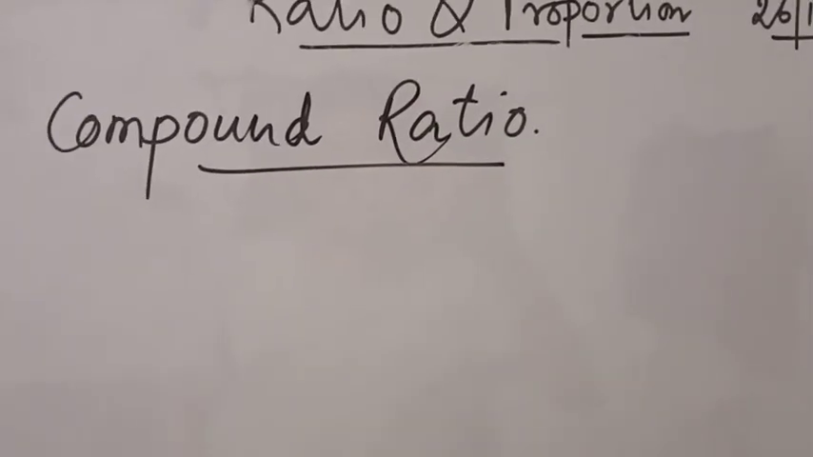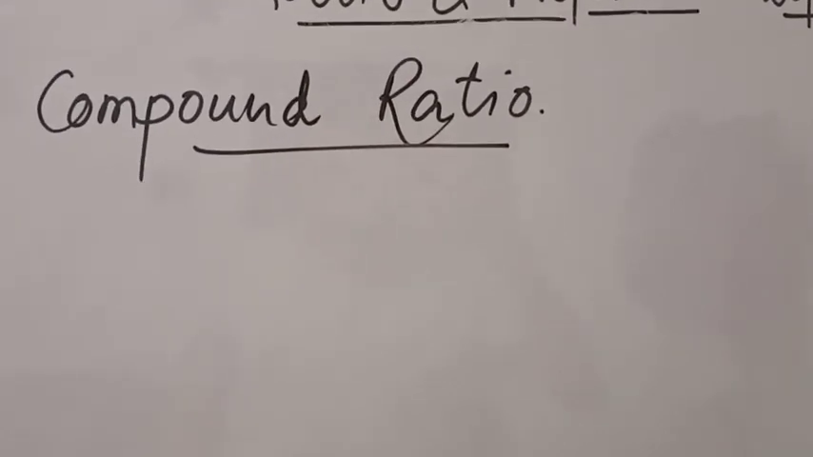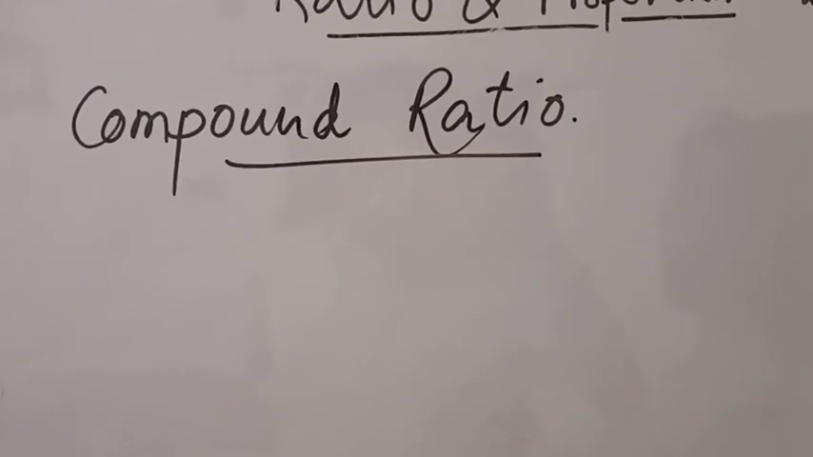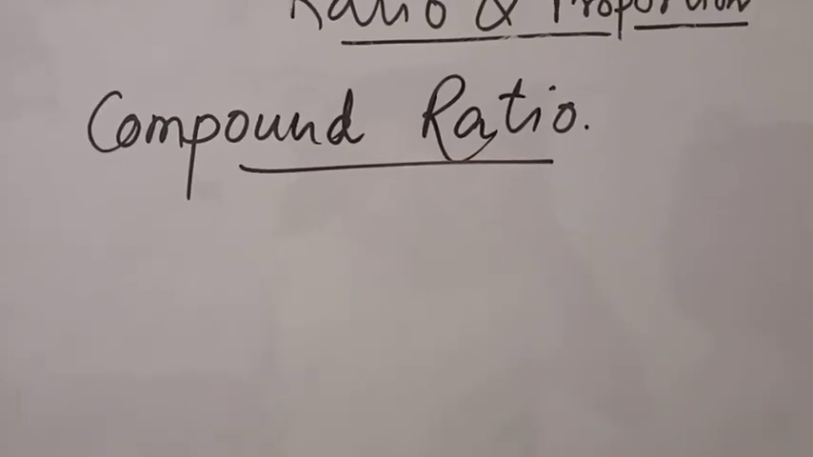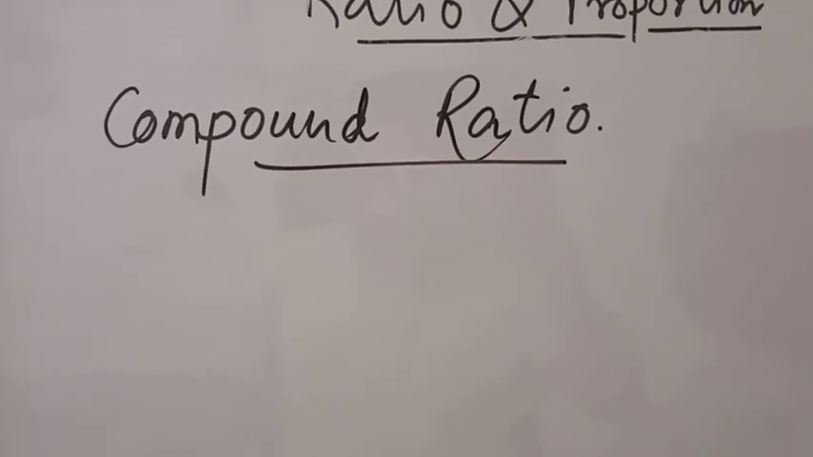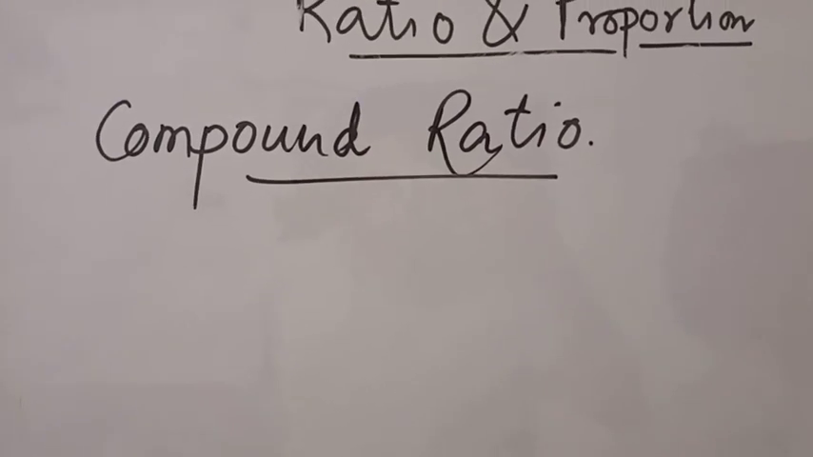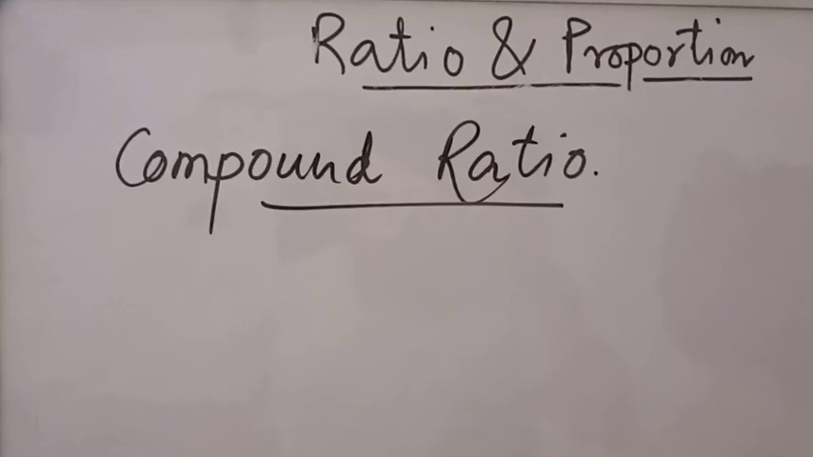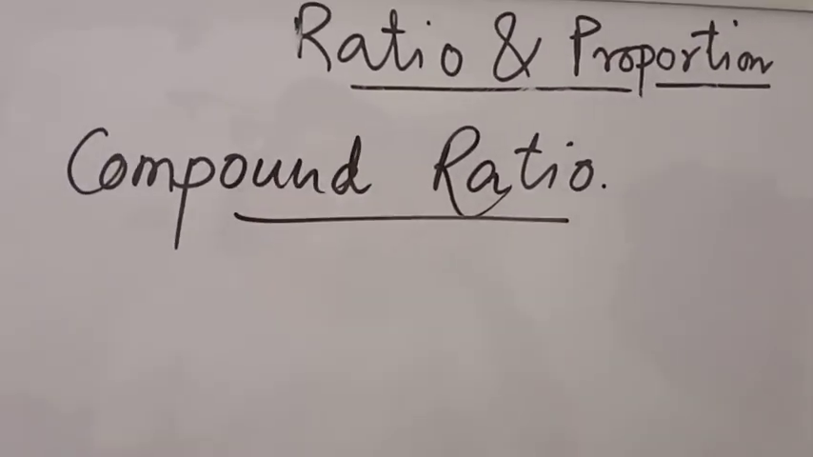Now, the next topic is compound ratio. So what is the compound ratio? The compound ratio of 2 or more given ratios is the ratio whose antecedent is the product of the antecedents of the given ratios and whose consequent is the product of the consequents of the given ratios.